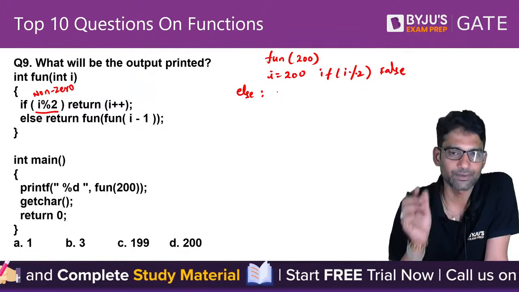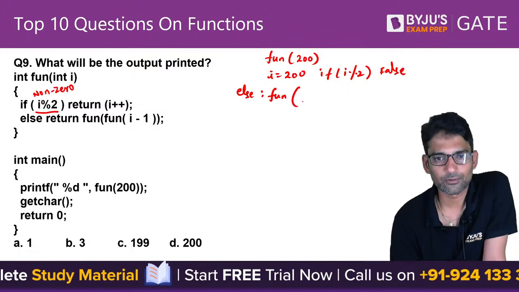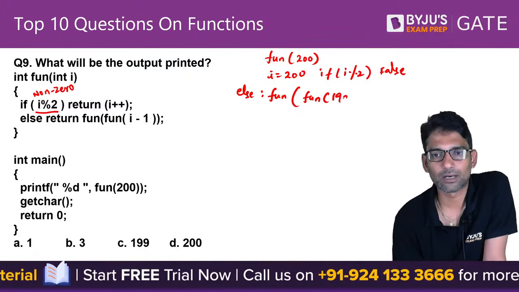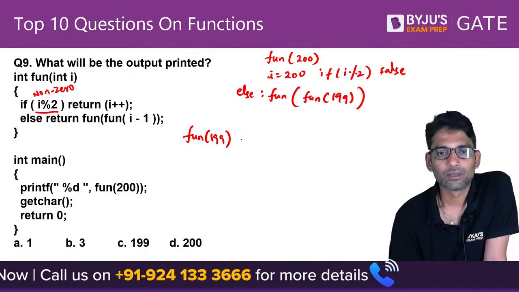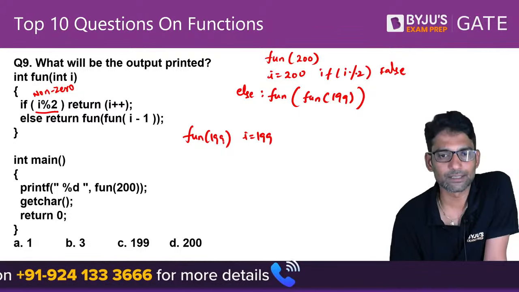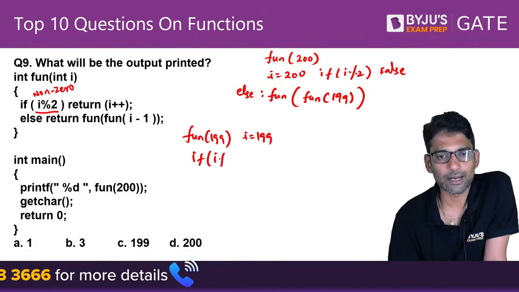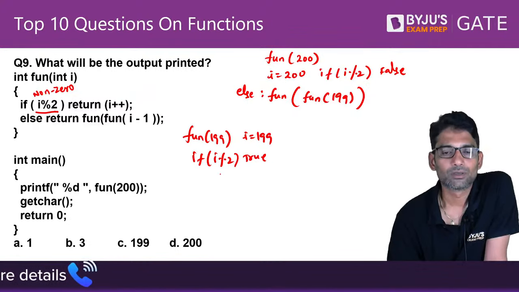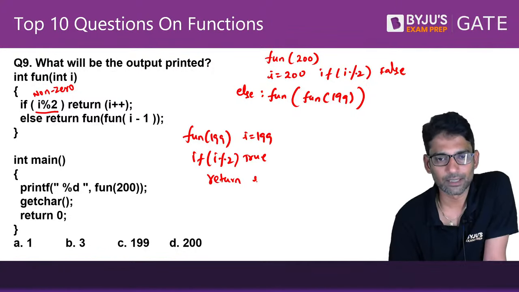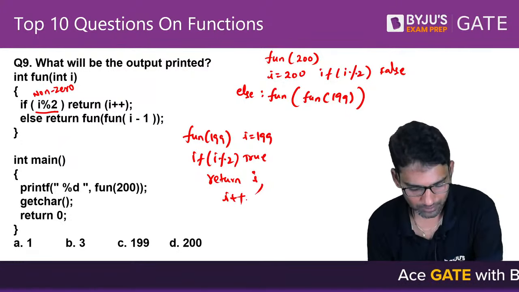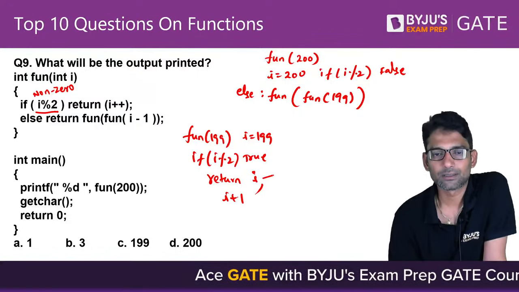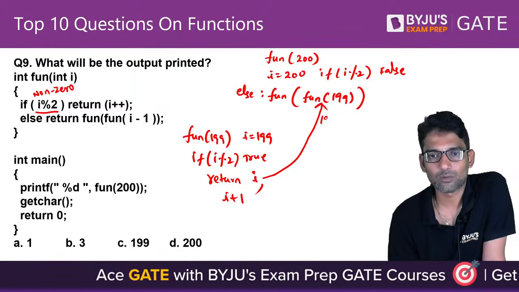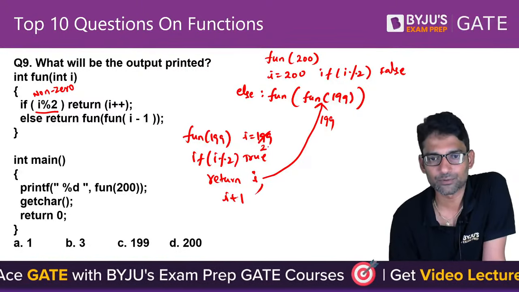What is in else? Return fun of 199. What is fun of 199? Here i is equal to 199. If i mod 2 would be true, so what it returns? Return i, then i++. That means after returning, i plus 1. That means it returns 199. Later here it becomes 200.